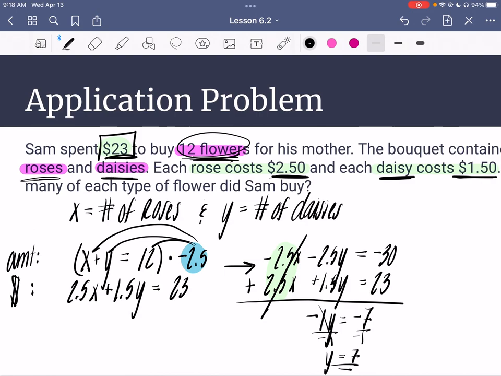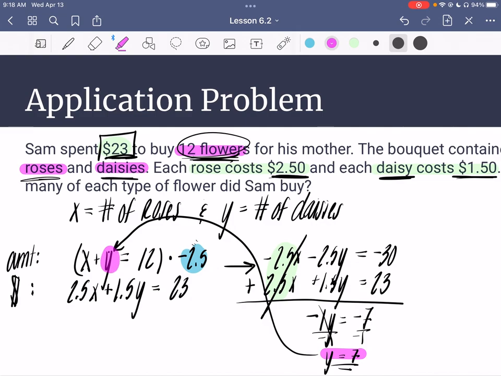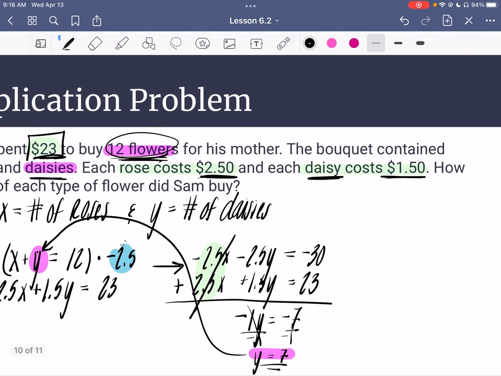a positive 7, which should make sense in the context of the situation because we're talking about number of flowers, so you shouldn't end up with a negative number. That just wouldn't make sense. Okay, and then last step, we got to solve for the number of roses, x, so we plug this back in. I'm going to plug it in for this equation here just because I'm dealing with easier numbers, less decimals. So x plus the y value we found, which is 7, equals 12. And then we subtract 7, and we get 5.